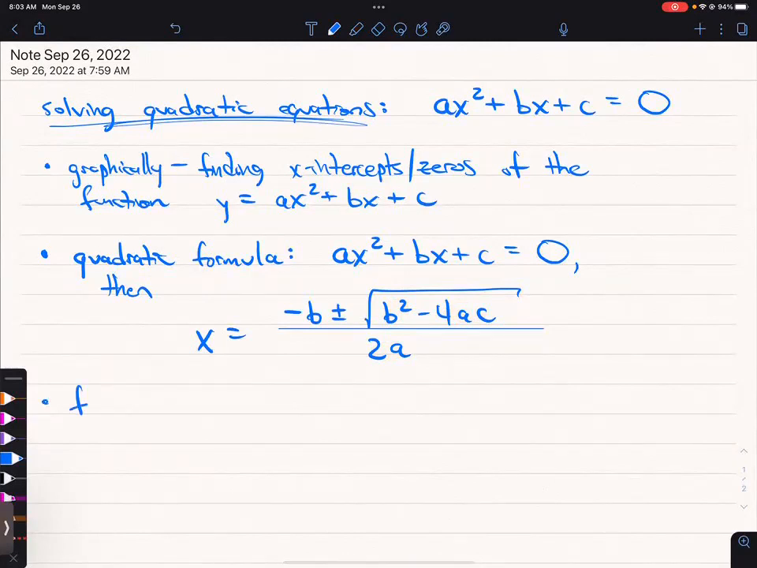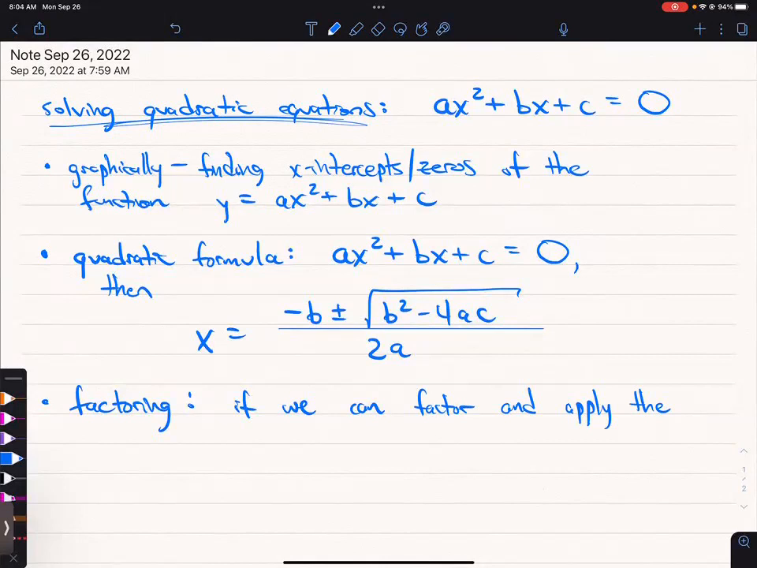Other stuff: factoring. If we can factor and apply, I made a big deal about this Friday, I'm going to continue to do so, the zero product property, right? So factoring is only helpful if you're factoring a thing that's equal to 0.